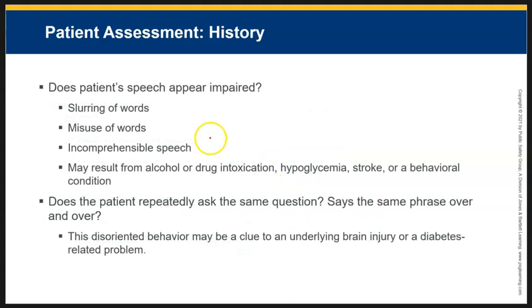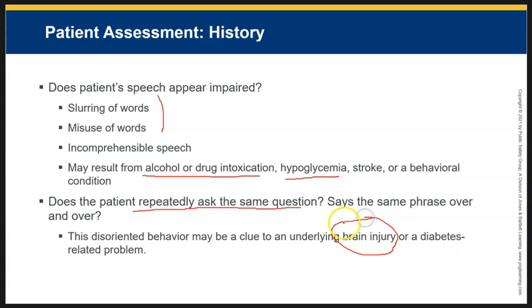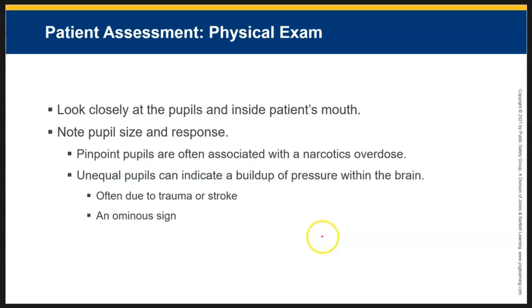Does the patient's speech appear impaired? Are they slurring or misusing words, or is their speech incomprehensible? Part of our AEIOU TIPS is considering the idea of intoxication or these other things like hypoglycemia, stroke, or a behavioral condition. If they're perseverating, it could be the idea of a brain injury that has occurred in the case of an MOI indicating trauma, but if that's not the case, it could be related to diabetes. Look closely at the patient's pupils in your head-to-toe assessment and look inside the patient's mouth.